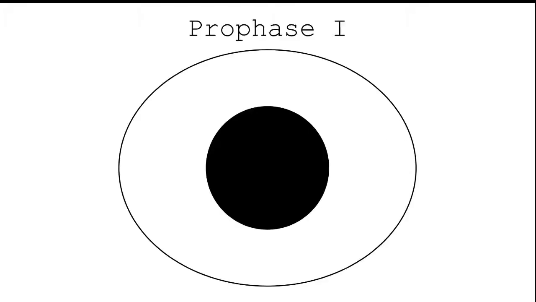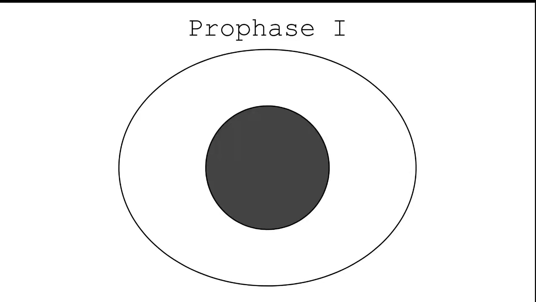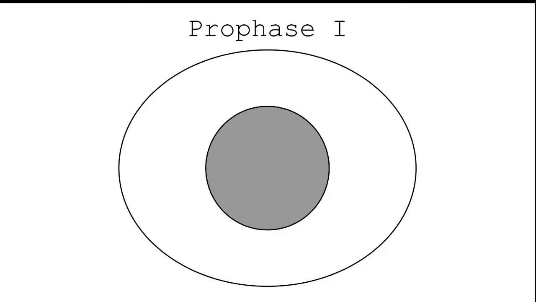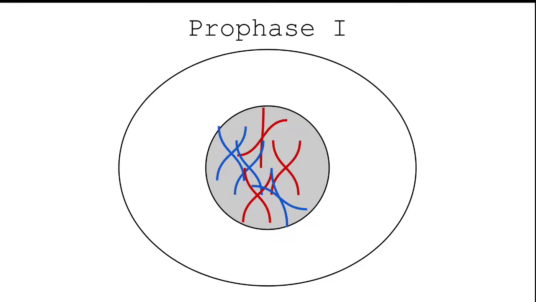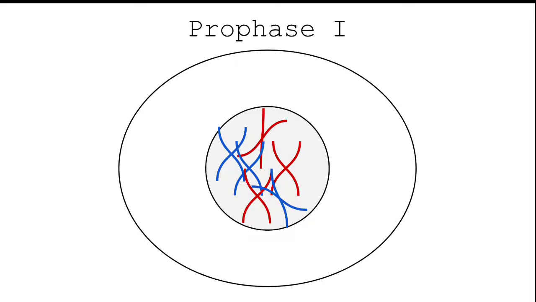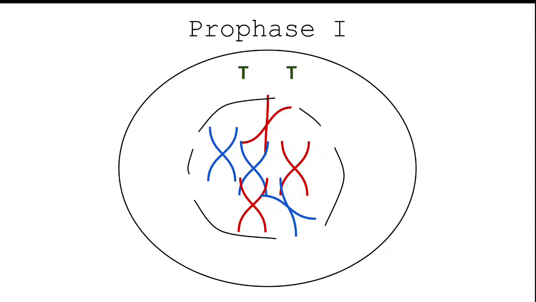Meiosis is broken up into 2 phases, meiosis 1 and meiosis 2. Let's talk about meiosis 1 first. The first phase of meiosis 1 is prophase 1. In prophase 1, the chromatin begins to condense into visible chromosomes. The nuclear membrane will also begin to dissolve, and centrioles might have started to form by now.